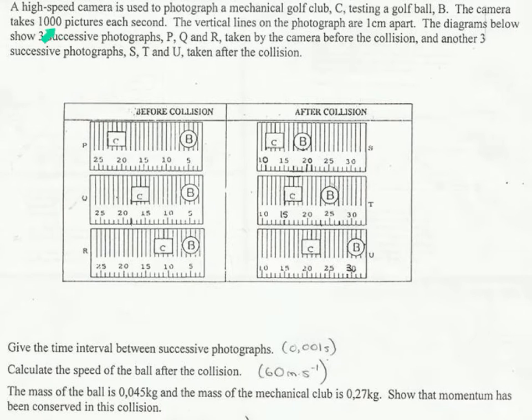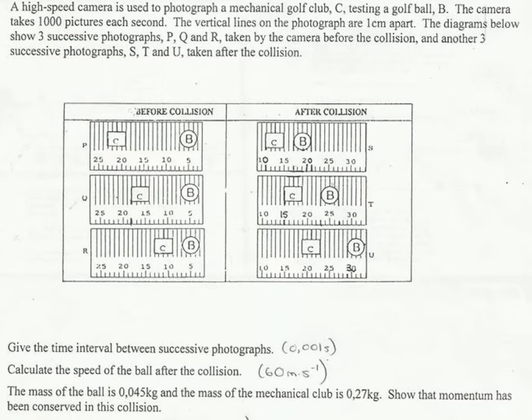The camera takes 1,000 pictures each second. Now, we've worked with those direct measurement videos. So we know that if we're getting 1,000 pictures per second, the time between each photo, going P, Q, R, S, T, U, and obviously there's a collision in between, is a 1,000th of a second between that time and that time, that time and that time.